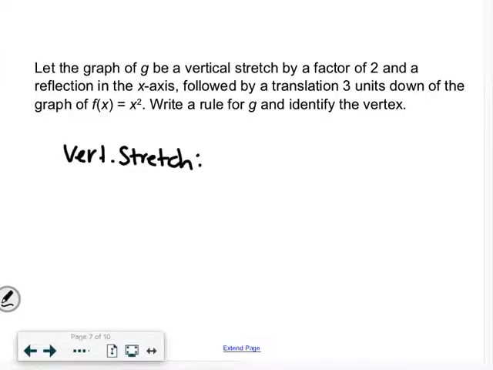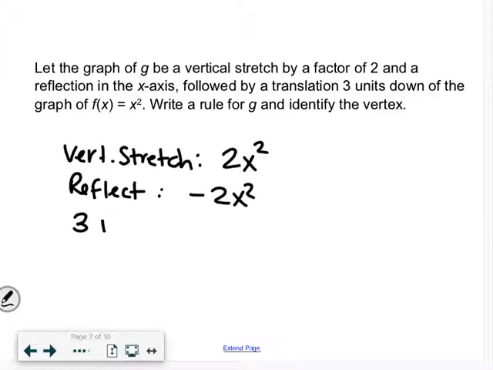Okay, so how do you do a vertical stretch of 2? If you're just doing a vertical stretch of 2, it would just be 2 times. Okay. 2x squared. How do you reflect it in the x-axis? Make it negative. And then followed by a translation 3 units down. How do you go 3 down? Minus 6.